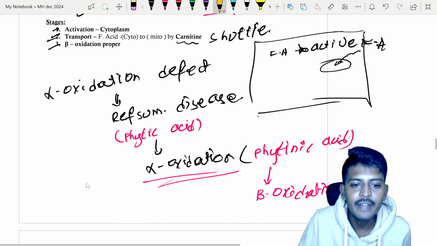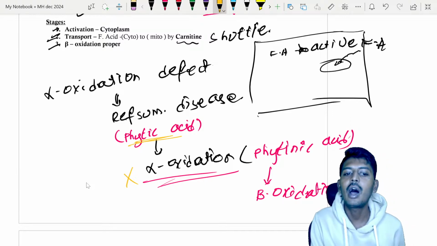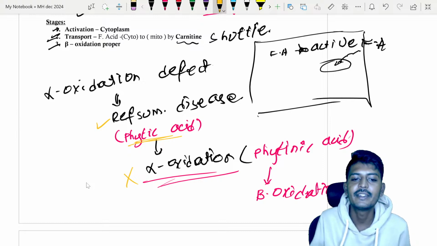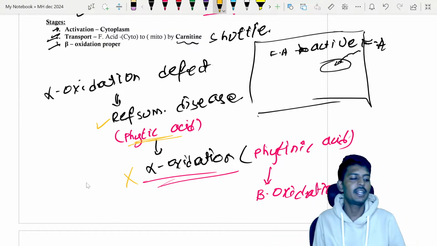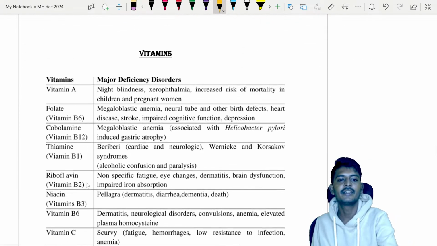So if there is a defect of alpha oxidation, phytanic acid will not undergo alpha oxidation. Then phytanic acid will start to get deposited in the body. Excessive accumulation of phytanic acid leads to a disease called Refsum disease.